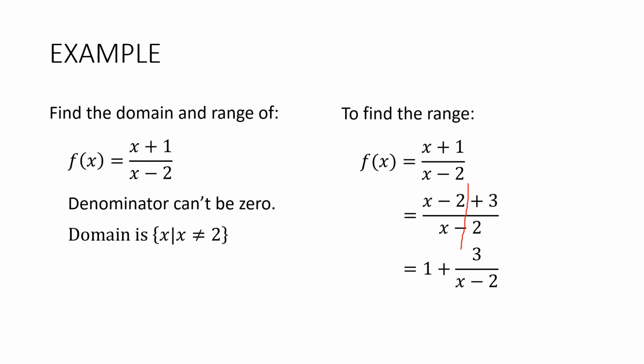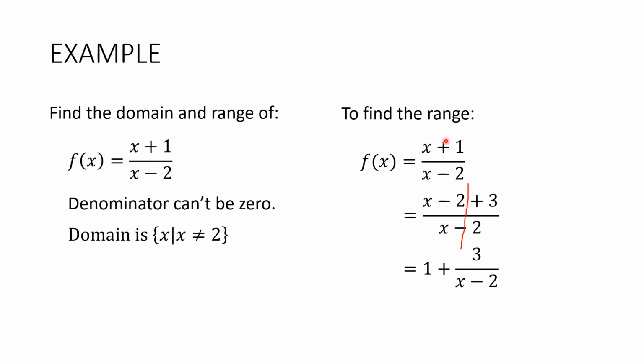You might be saying, how on earth do you find the range from that? This can't be 0. We've got virtually the same question that we had on the previous slide. If I put a 2 in there, I get a 0 on the bottom, and that's no good. And I can't make the numerator 0. So that can't be 0. So f of x, or y, can't equal 1. There's the range.